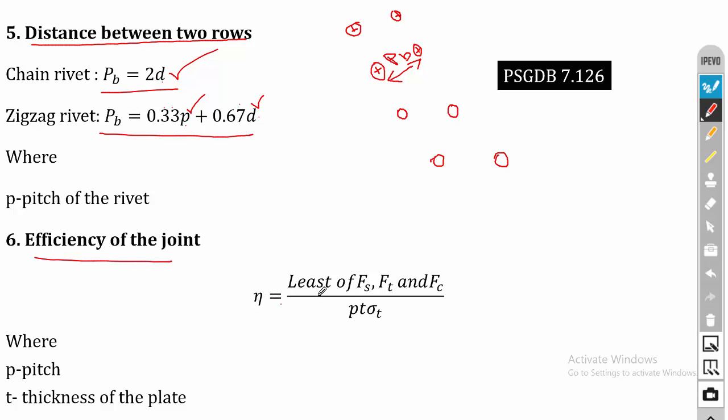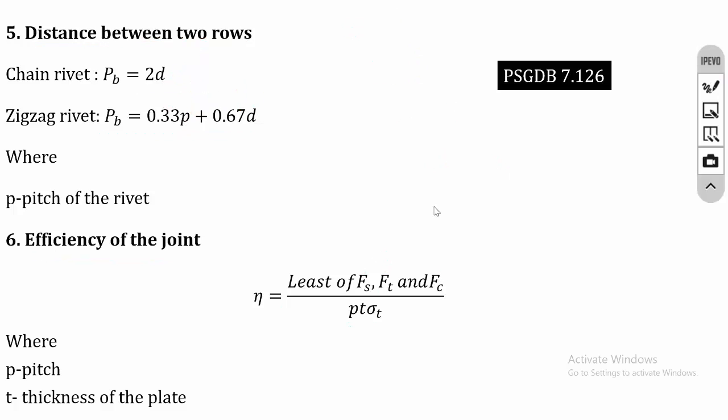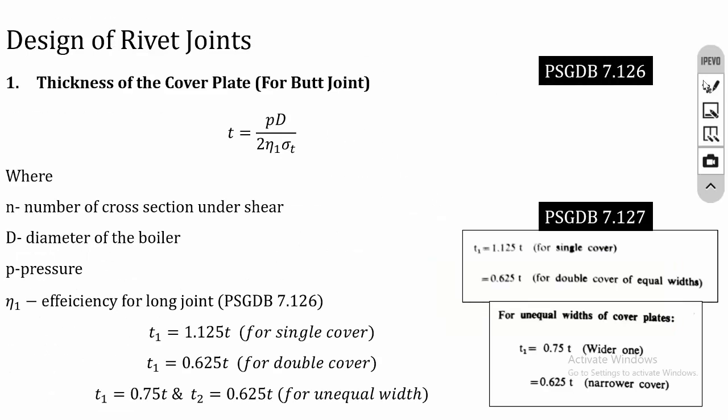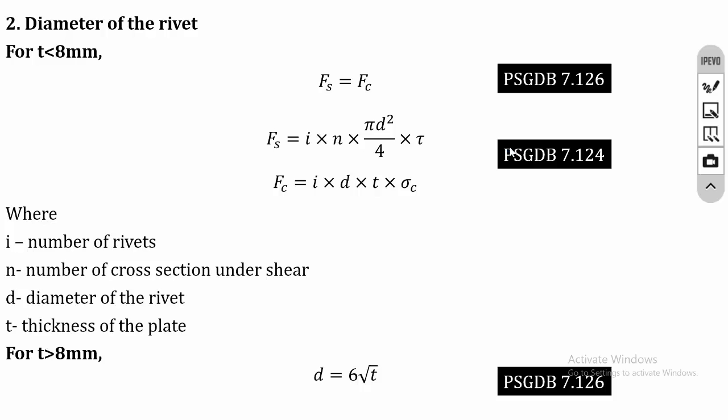So η is equal to the least value of Fs, Ft and Fc. We have to take the minimum value among Fs, Ft and Fc, because these values we have already calculated earlier. You can compare the values and take the minimum value divided by P into T into sigma T. Here P is the pitch, T is the thickness of the plate and sigma T is the tensile stress. So you can calculate the efficiency of the joint. This is the design procedure for riveted joints. For butt joint, you have to start from the first point, and for lap joint you can directly start from the second point.